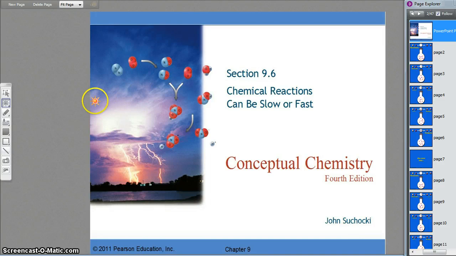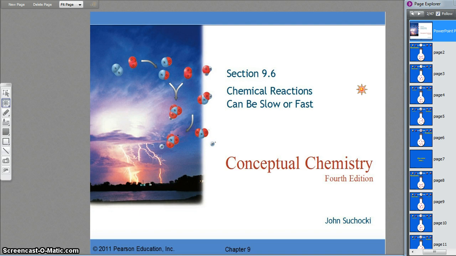So this is Conceptual Chemistry, section 9.6, which is called Chemical Reactions Can Be Slow or Fast. Now, our balanced chemical equations that we've learned how to write tell us what reactants we need to react together to form what products. We can calculate the formula masses of the reactants and of the products, and with that we can figure out how many grams of product can be produced from however many grams of reactants we started with.